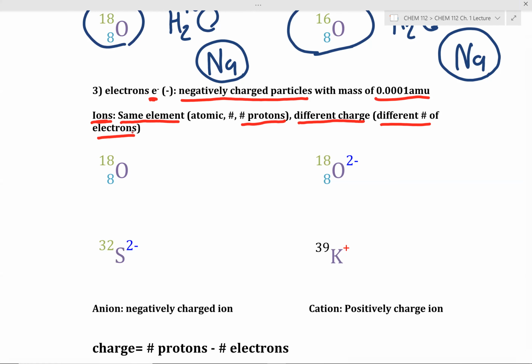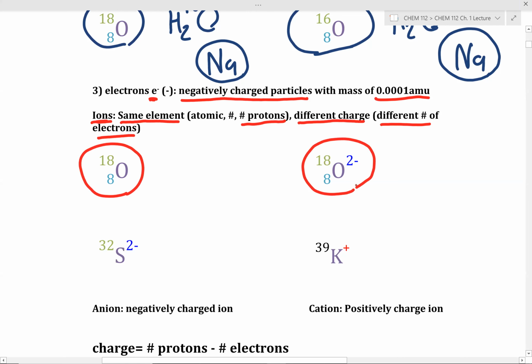So for example, if we look at O18 and O18 2 minus, where can we find the charge? Where is the charge located in an isotope symbol? Upper right-hand corner, right here. So this number in the upper right-hand corner represents the charge. And as we'll discuss in a moment, the charge is equal to the number of protons minus the number of electrons.